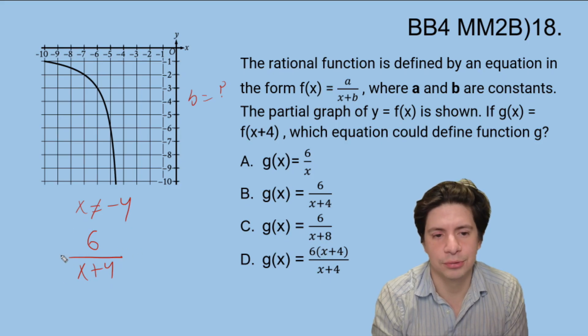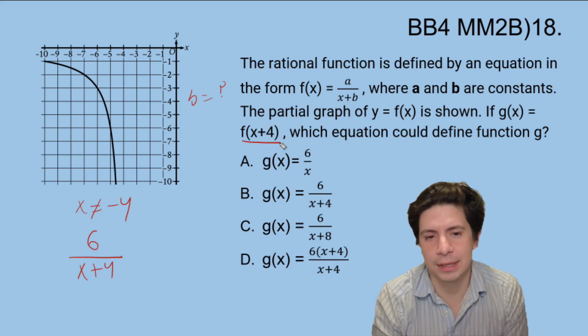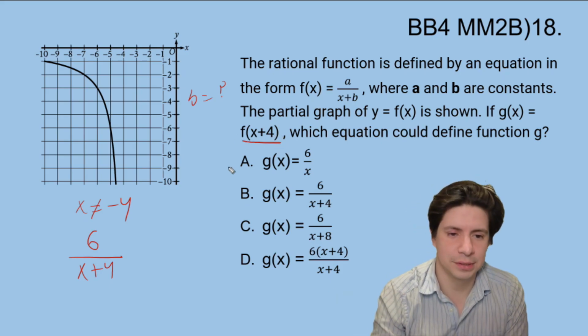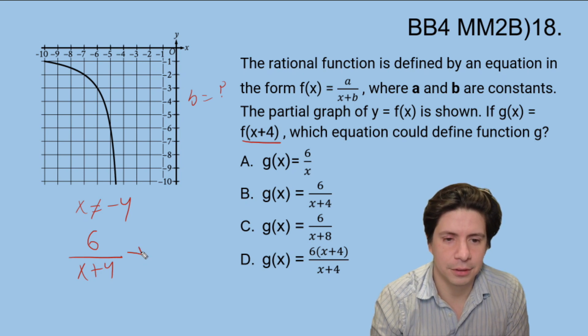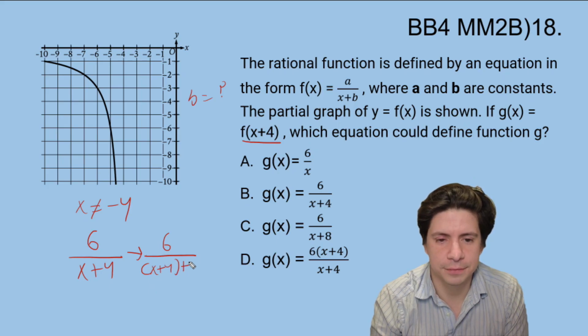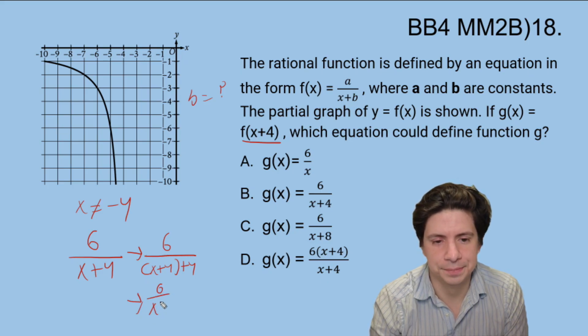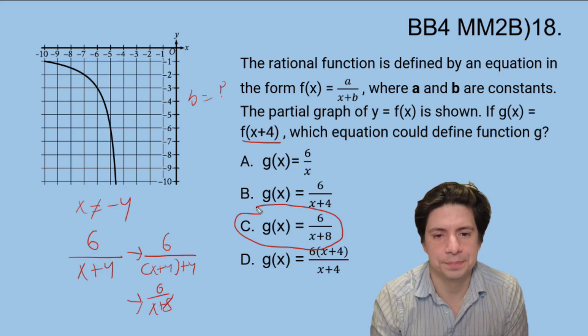So this is our original equation. And then we're told g of x is f of parentheses x plus 4. When we have it within the parentheses, we're adding 4 to it. So it's going to be converted to 6 over x plus 4 parentheses plus 4. Then there's no weird things going on in the bottom, so we can just make it 6 over x plus 8. And that is C, right?